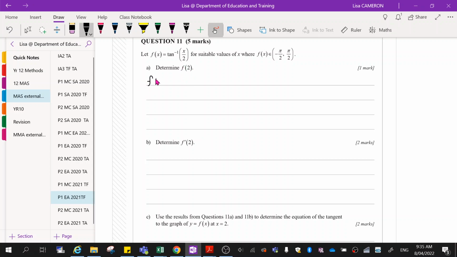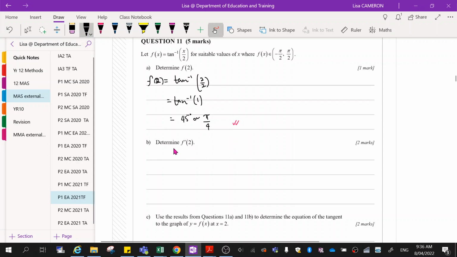So our function with 2 substituted in, tan inverse of 2 over 2 will be equal to tan inverse of 1. Now we know that that is 45 degrees, or if we're saying it in radians, which is what the questions typically ask us for, it's going to be pi over 4. Now the next thing I want to do is just make sure that that is within our domain, and it is. So that will be the final answer for that one, and I'd say you'd get 1 mark just for that.